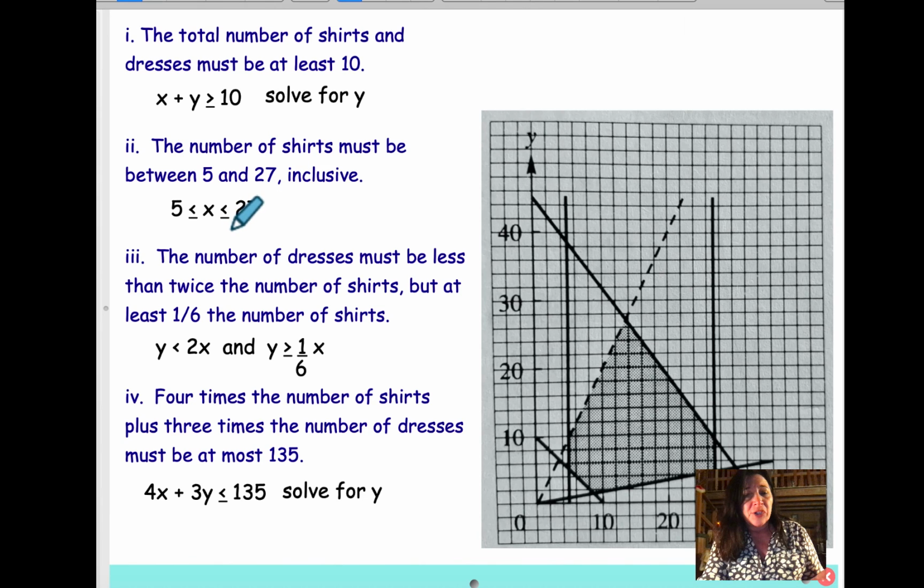See how it's equal to. The number of dresses must be less than... These are my dresses, twice the number of shirts, and then at least that's greater than, more than that value. 4 times the number of shirts plus 3 times the number of dresses must be at most 135. Solve for Y. Solve for Y on all of these and graph your results.